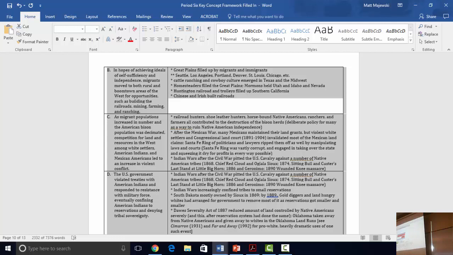25, the failure of the new Fugitive Slave Law to resolve the issue of slavery. Good question. A, was exacerbated by a future Supreme Court decision that slaves were property. What decision was that? Dred Scott, right? That was the Dred Scott decision. All right.